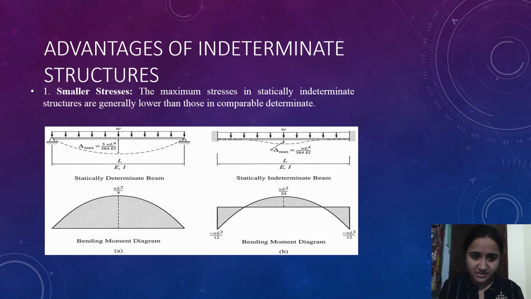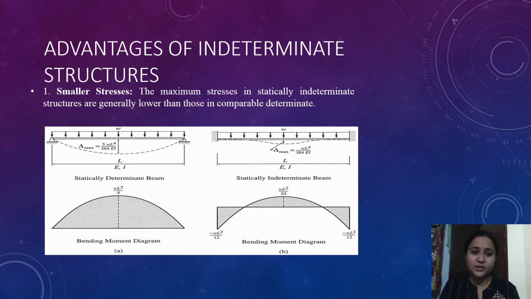For the simply supported case we know how to find the maximum bending moment, that is WL square by 8 for UDL. Okay, so WL square by 8 is the maximum bending moment. And here the maximum bending moment is WL square by 24, and as this is a fixed beam, we also have a fixed end moment, that is WL square by 12.